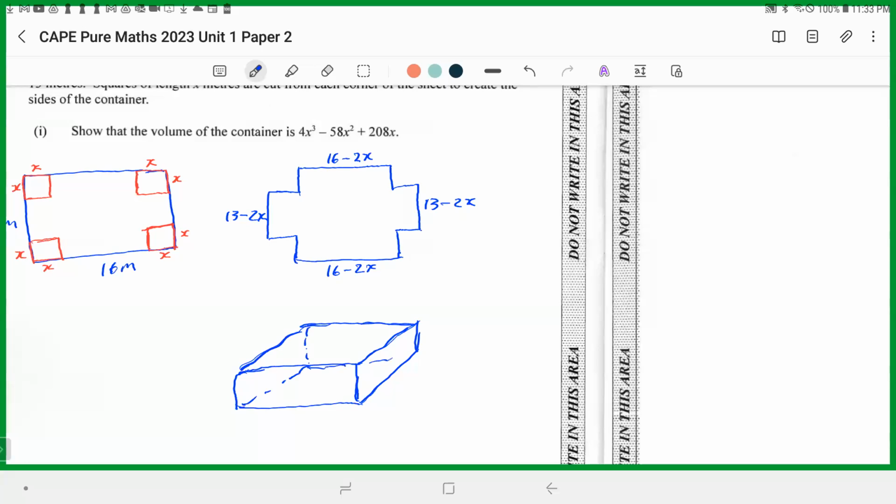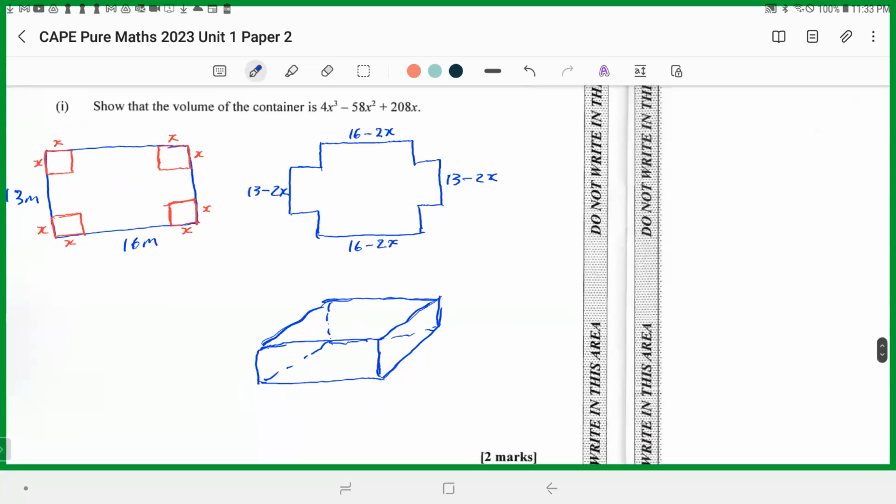And come across there, and something like that, when you fold up the sides. So what happened now is that this right here is 16 minus 2x, and here is 13 minus 2x. But then the height of the thing is x. Remember, this is a piece here, so now when you fold it up, it is x. So you close it up now, and the height of the thing becomes x.